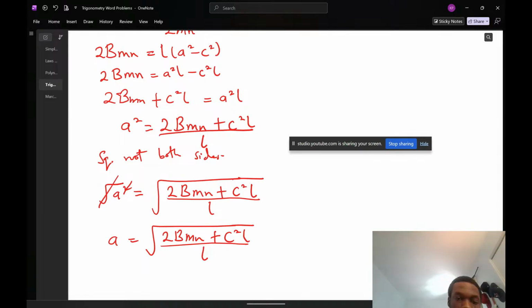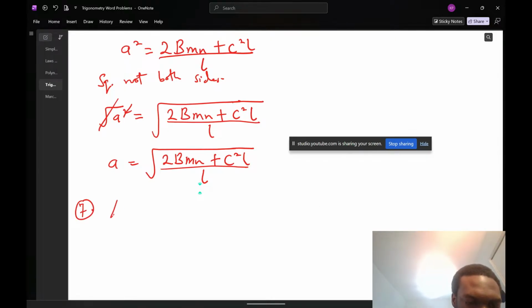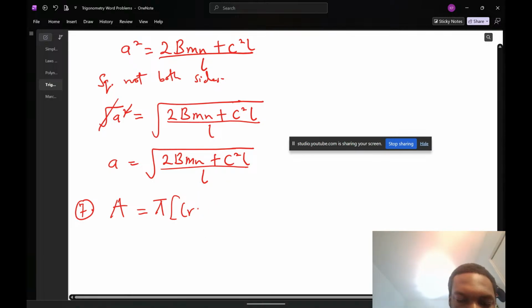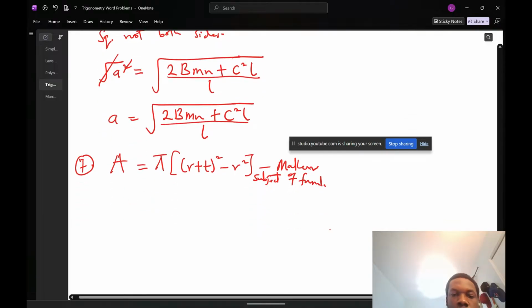So now let me do another one. So we have A is equal to pi into R plus T all squared minus R squared. So let's make R the subject of the formula.